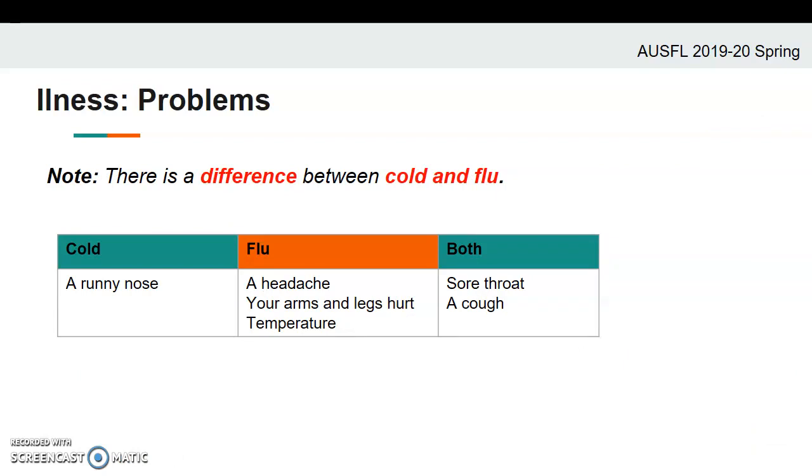There's a small note here. So there's a difference between cold and flu. In cold, you have a runny nose and it's simple and it lasts short. And in Turkish, it means nezle. But in flu, you have a headache, your arms and legs hurt, you have a high temperature, and it takes more time to get better. And it means grip in Turkish. And in both cold and flu, you can have a sore throat and a bad cough.